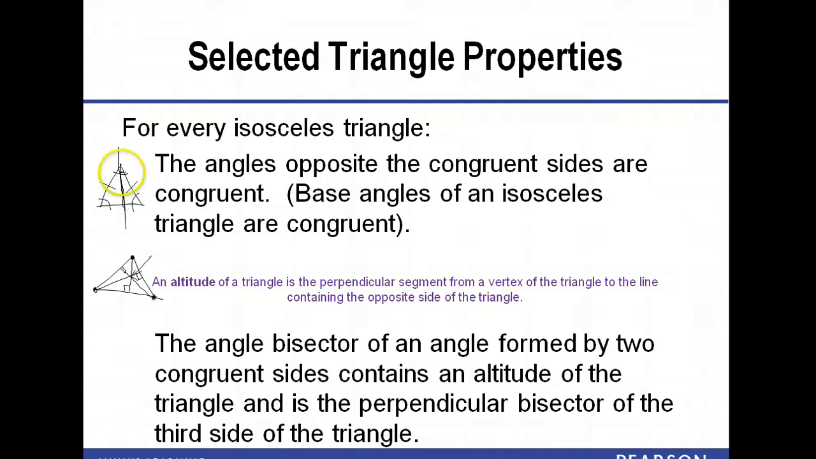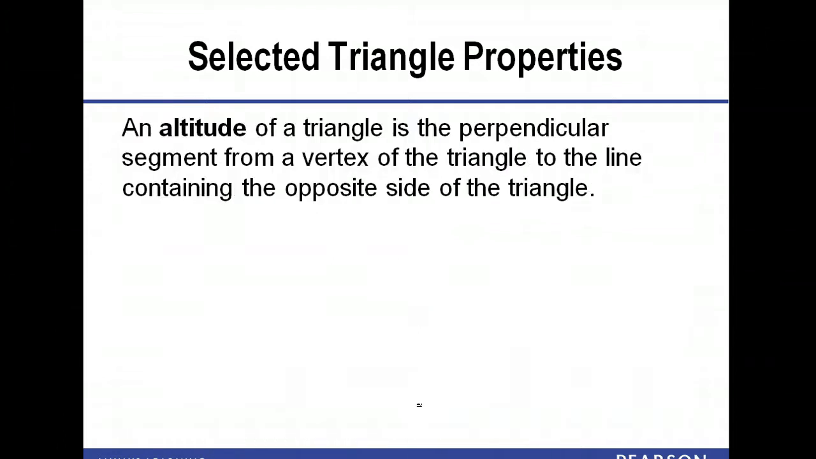The altitude of that triangle is contained on that line because notice that you're doing a bisector here. That drops it perpendicular to the other side, right? And this is the perpendicular bisector of the third side of the triangle. Okay, continuing on, here's the actual definition for the altitude.